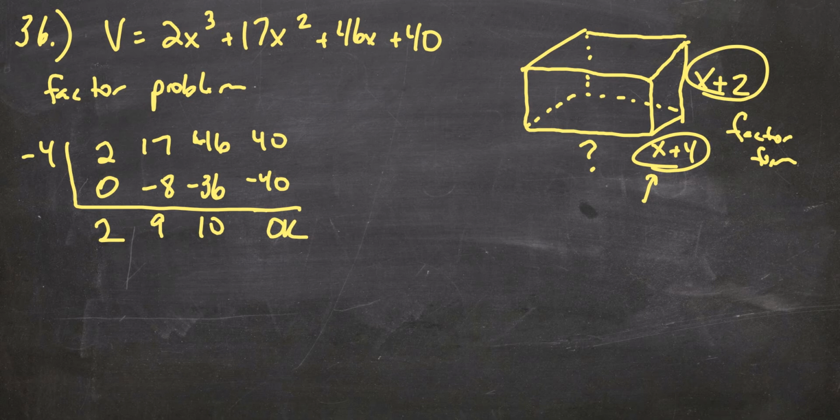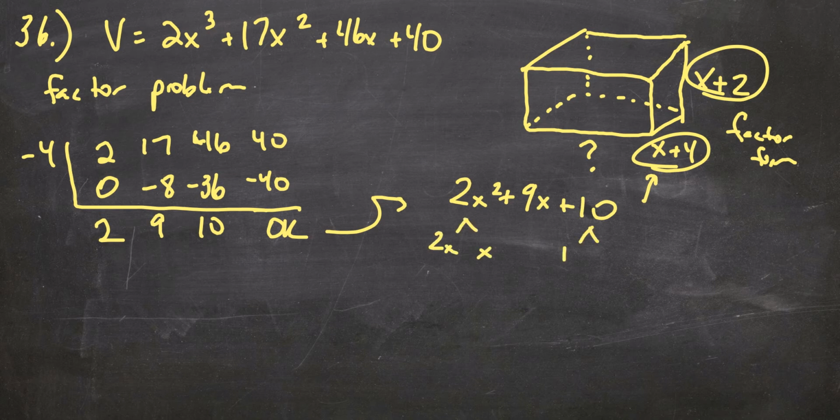Now I have two choices here. I could make this 2x squared plus 9x plus 10, and then I factor this down into 2x and x, and 1 and 10, and 2 and 5.